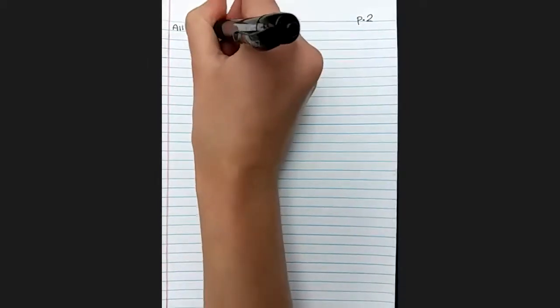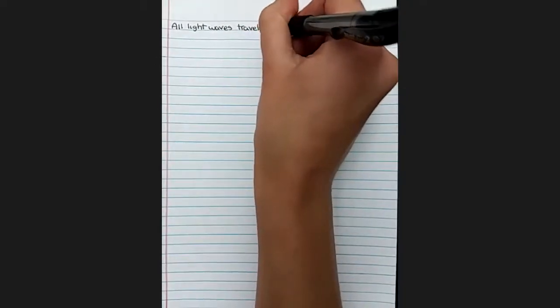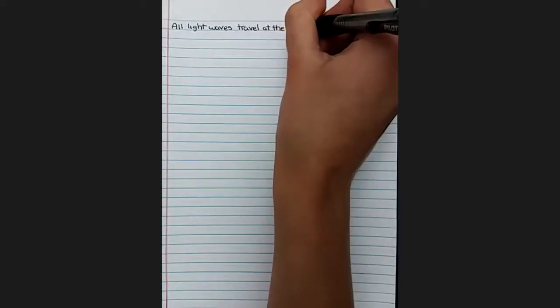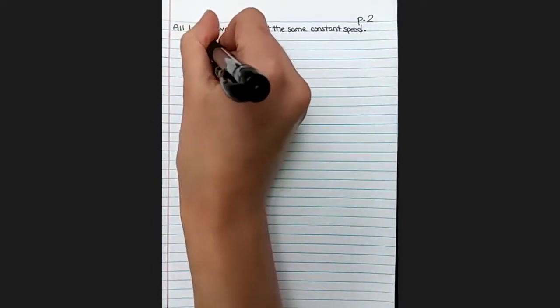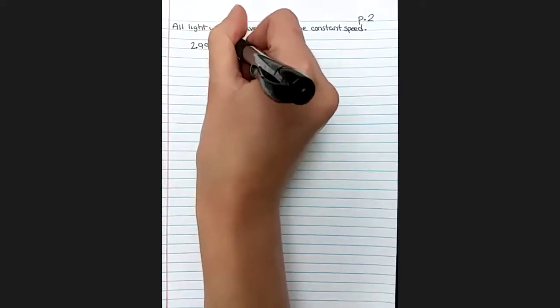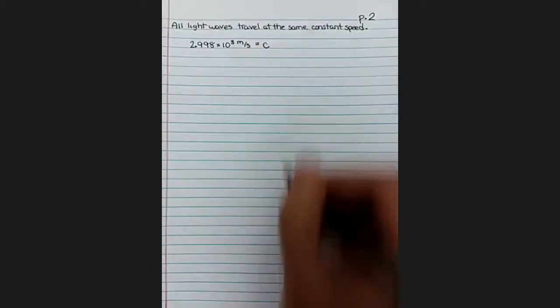It's going to be page 2. So all light waves travel at the same constant speed. And you may have heard this talked about in physics before. It's called the speed of light, because it's a constant in the vacuum of space. That constant speed is 2.998 times 10 to the 8th meters per second. And that's represented by the letter c.